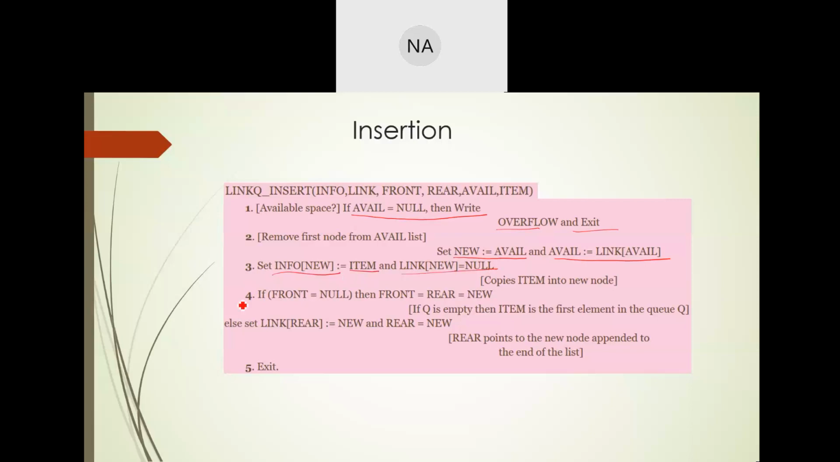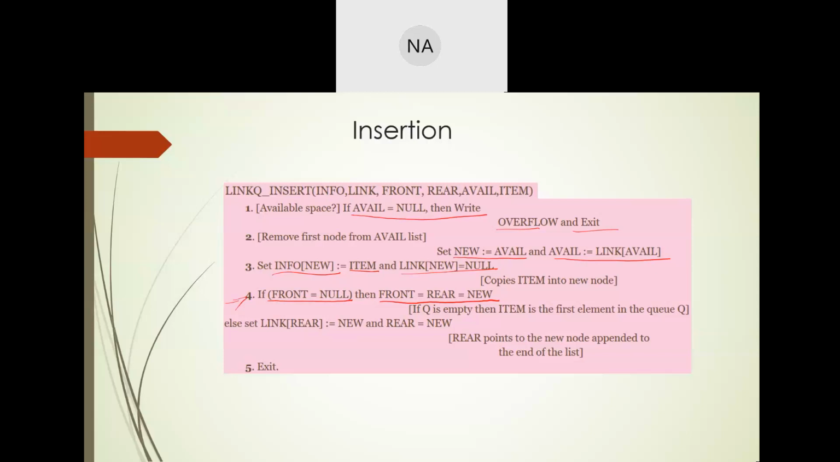Then in the fourth step, you check if the queue is empty. The condition for that is if front is equal to null. If the queue is already empty, then this new node will be the first node, and in that case both front and rear pointers will be equal to new, the only node.